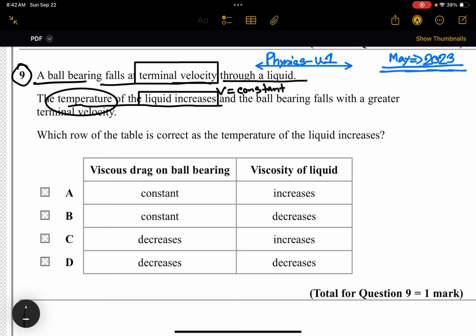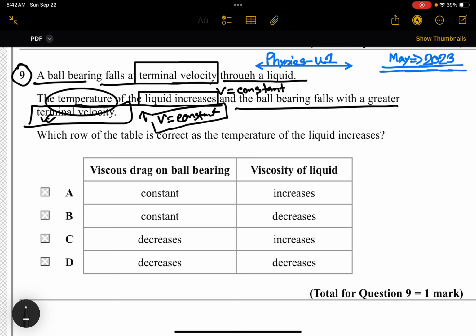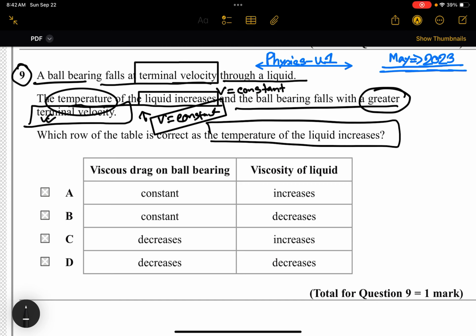The temperature increases, the ball bearing falls with a greater terminal velocity. So the terminal velocity has increased, but the velocity is still constant. It is terminal velocity, so the velocity is still constant. So they have said which of the table is correct as the temperature of the liquid increases.